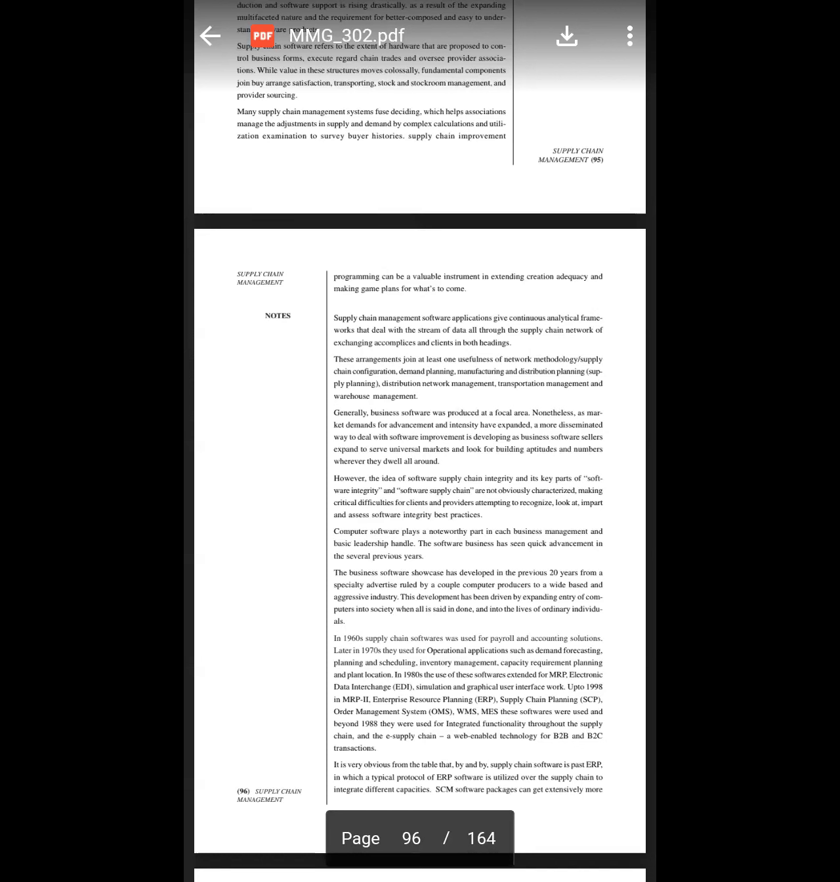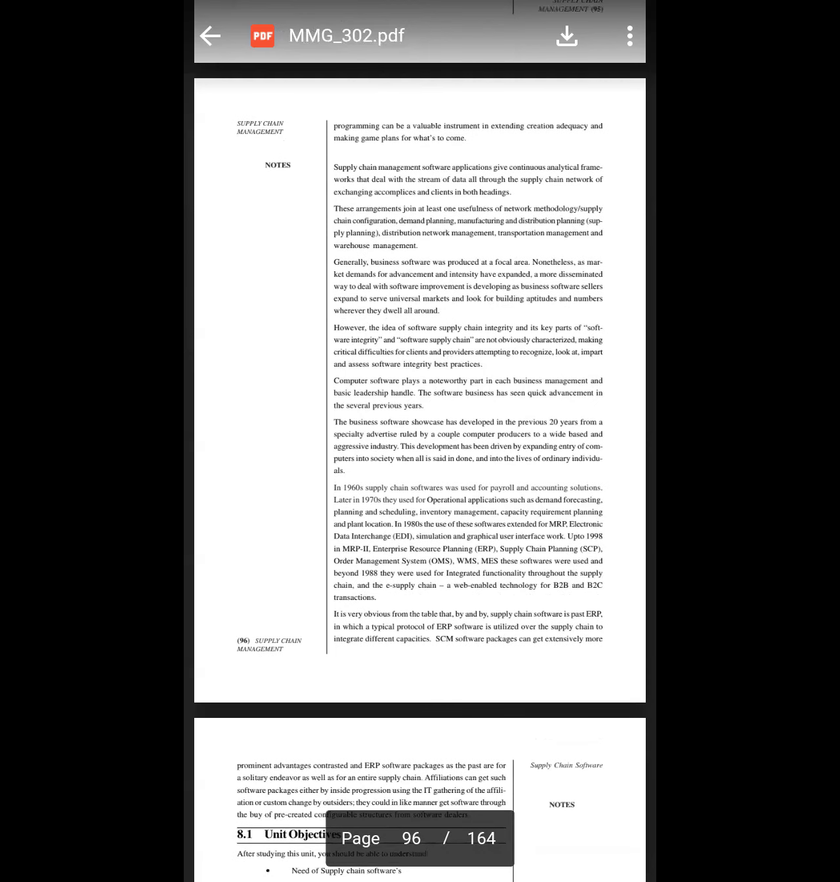Now the second term: computer software plays a noteworthy part in each business management and basic leadership process. The software business has seen quick advancement in the previous several years. In the 1960s, supply chain software was used for payroll and accounting solutions. Later in the 1970s, they used operational applications such as demand forecasting, planning and scheduling, inventory management, capacity requirement planning, and plant location. In the 1980s, the use of this software extended to MRP and electronic data interchange, EDI, we can say.